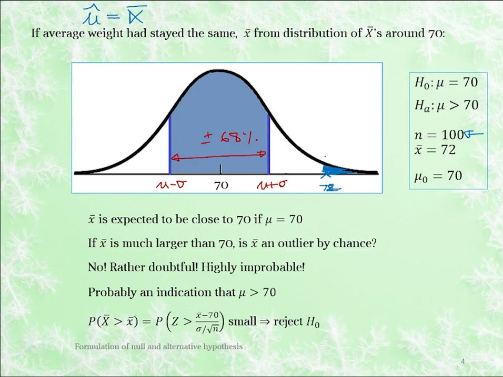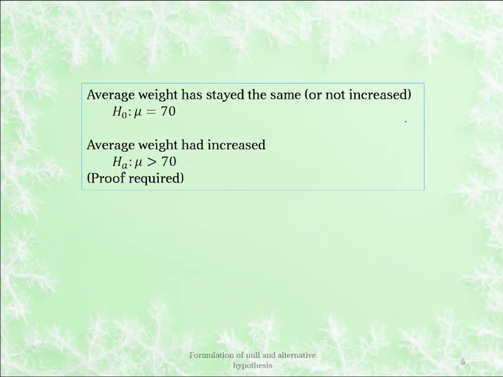So we're saying here that if our x bar value is far away from the hypothesized value of 70, then it's unlikely that the distribution has remained the same. That mean has probably shifted upwards. Now, we'll go through the whole testing procedure at a later stage. So I just want you to get the concept first.